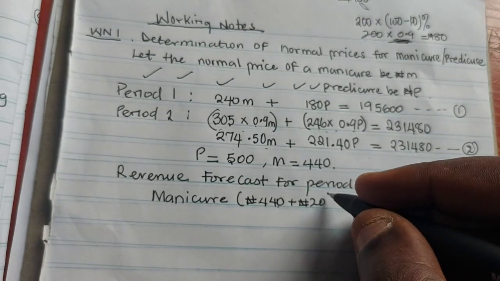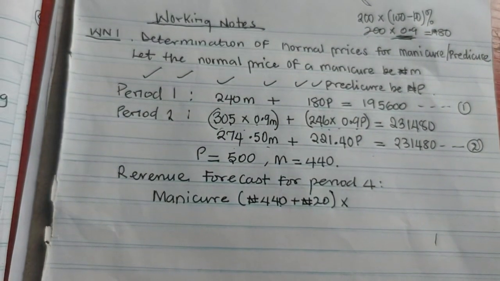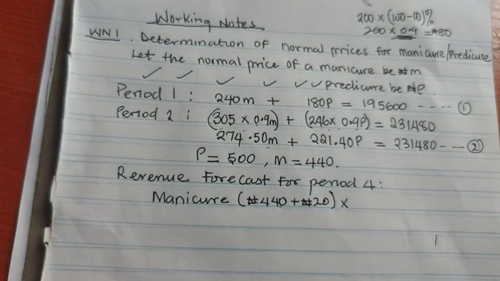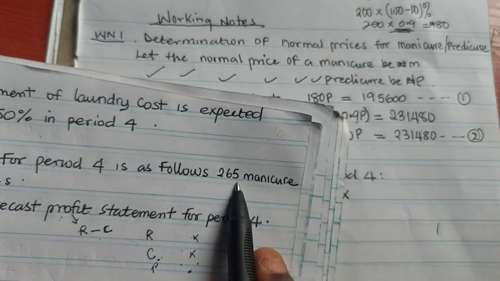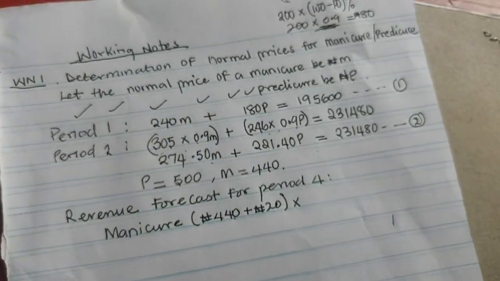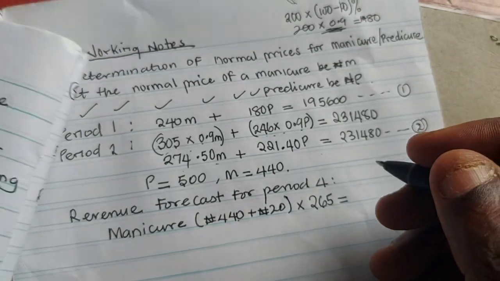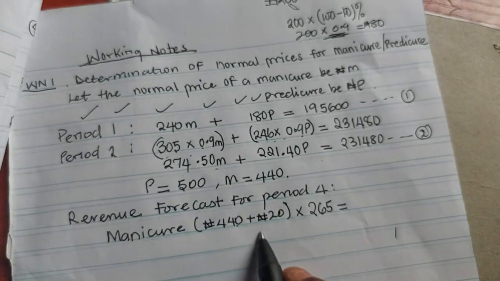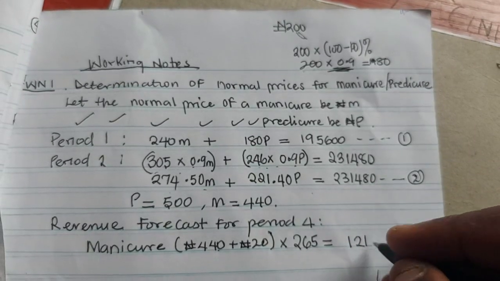Then multiply by the forecast. The forecast for period 4 for manicure is nothing but 265 from the question. That's 265, and that will give us how much? When you press your calculator, this will give us 121,900.